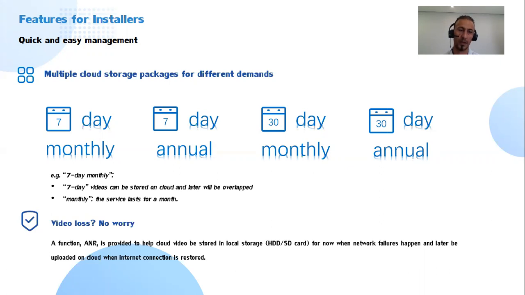Okay, then also I mentioned the video loss, right? We also have that ANR function, which is our automatic network replenishment. Okay, so this also tells the camera or device to start recording in the event that there's a network failure or your device physically gets stolen. Just remember, if you insert a memory card into that particular device, you need to make sure that you format it in order for it to start recording.